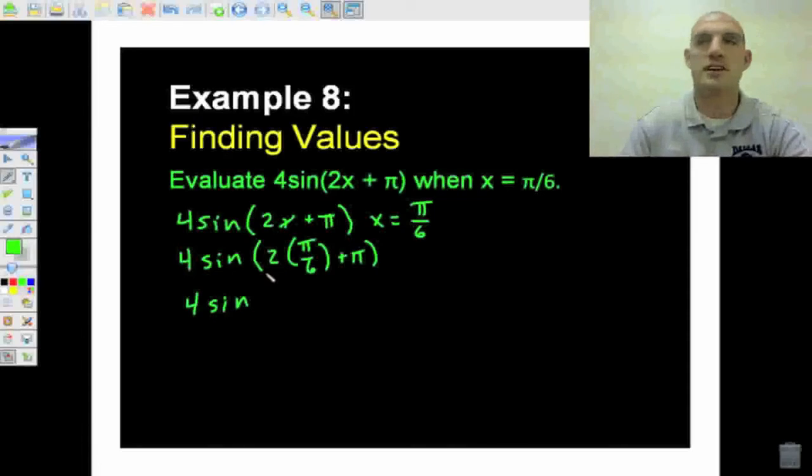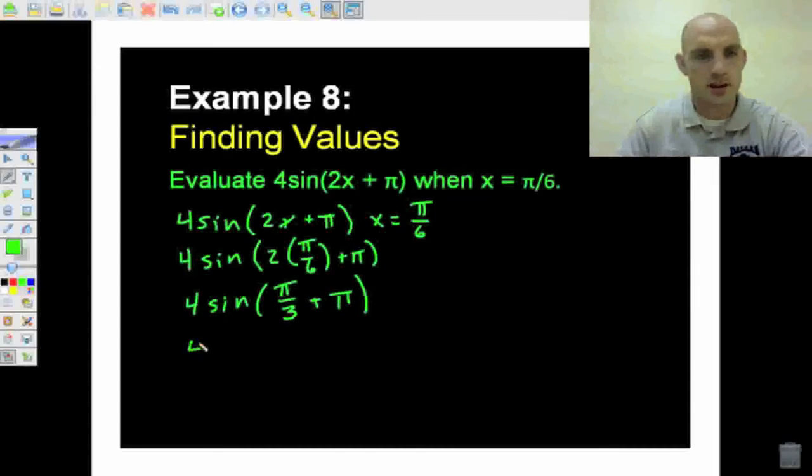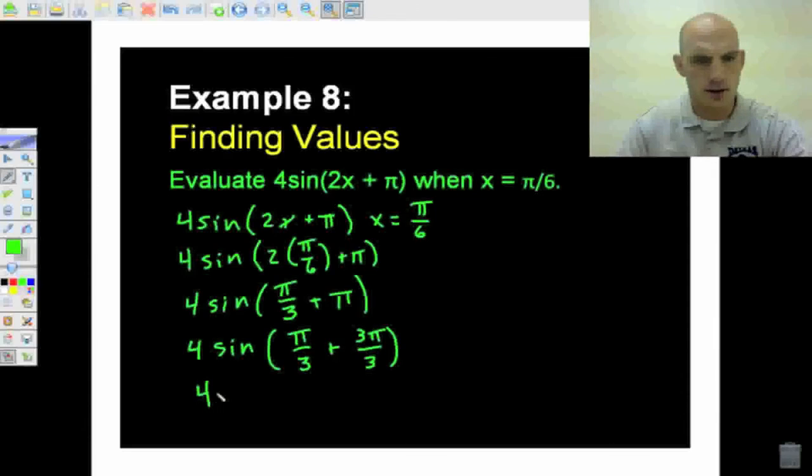Now, pi over 6 times 2, that's going to be pi over 3 because I've got 2 over 6. Plus pi. I need a common denominator, so I'm going to make my common denominator 3. So I'm going to have pi over 3 plus 3 pi over 3, because this is equal to pi, remember? Okay? So that's going to be 4 sine of 4 pi over 3.